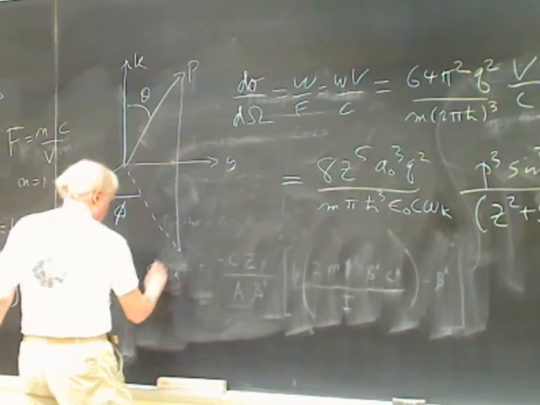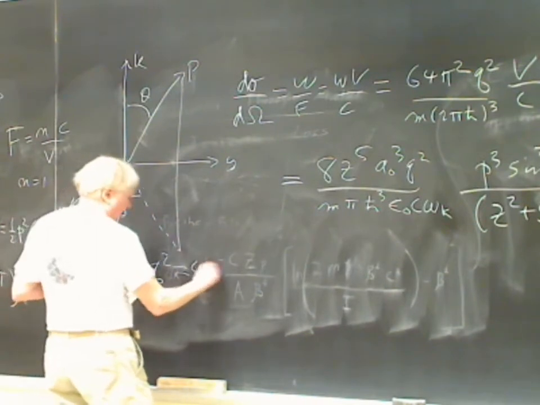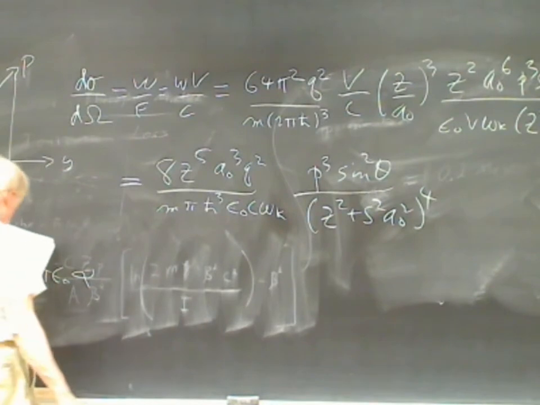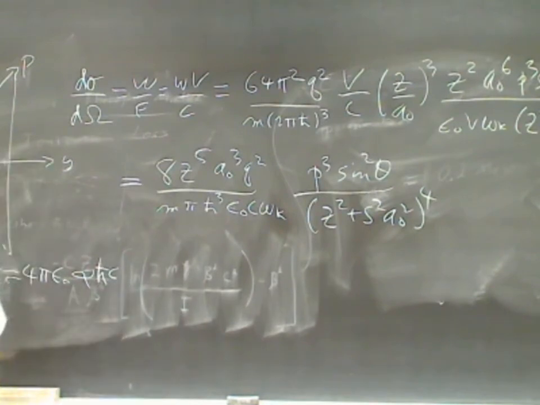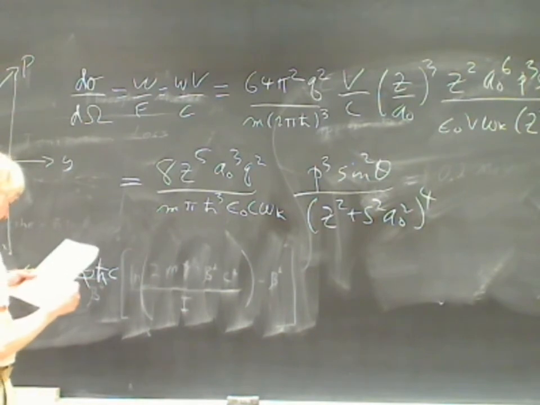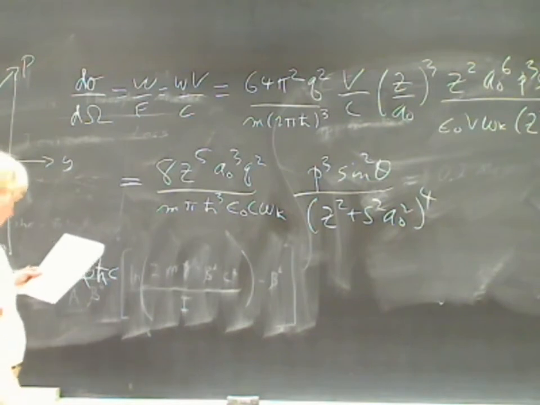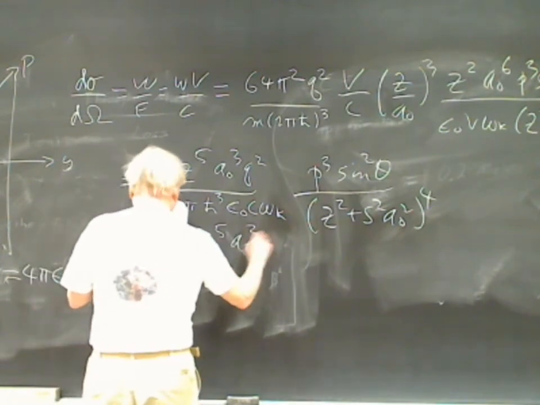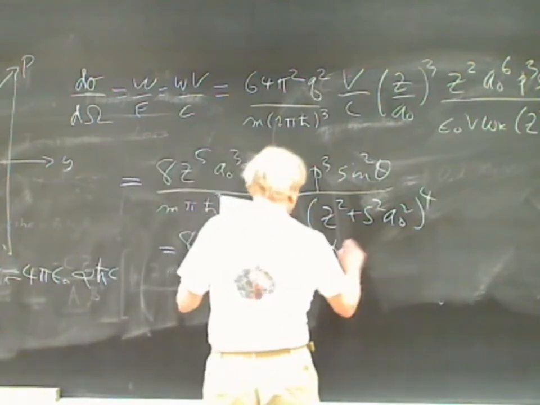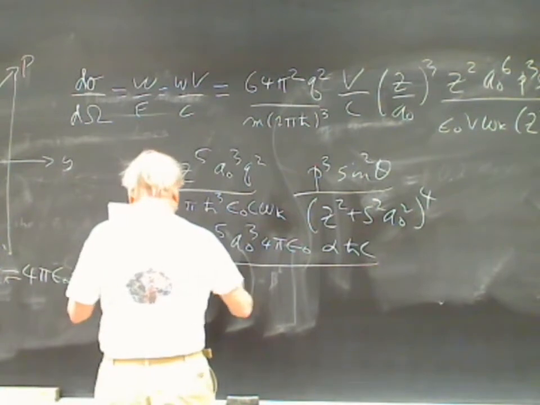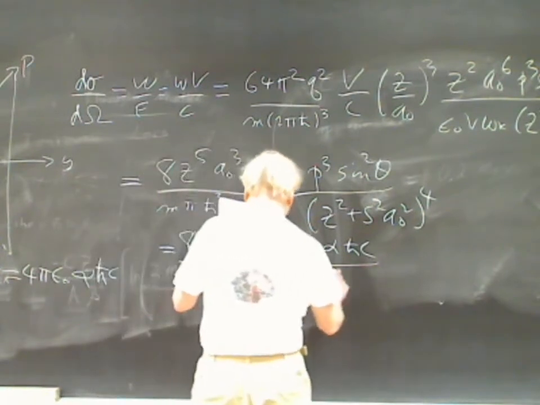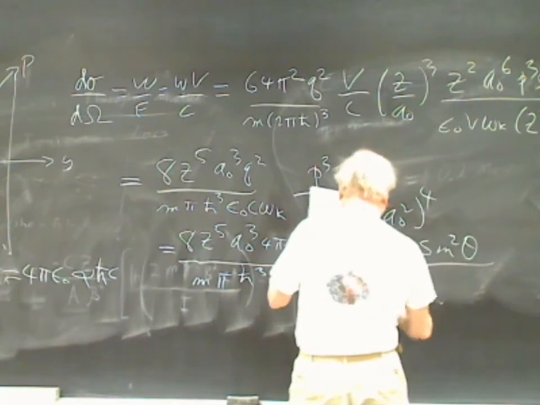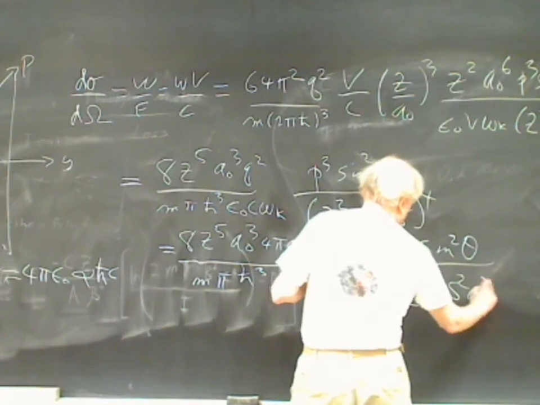Now you remember q squared in SI units is 4 pi epsilon 0, the fine structure constant alpha, which is 1 over 137, h bar c. And so when we put that in, what we get is 8 Z to the 5th a0 cubed 4 pi epsilon 0 alpha h bar c over m pi h bar cubed c epsilon 0 omega k p cubed sine squared theta over Z squared plus S squared a0 squared to the 4.